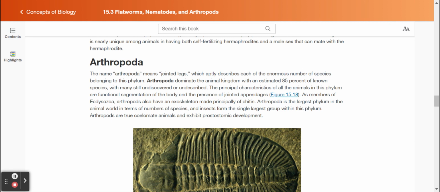Arthropoda is the largest phylum in the animal world in terms of number of species, and insects form the single largest group within this phylum. Arthropods are true coelomate animals and exhibit protostomic development.